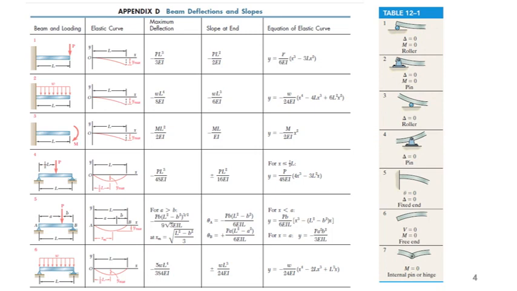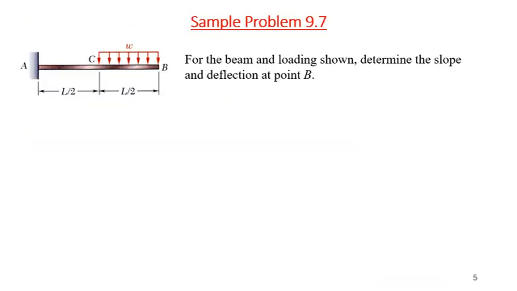Okay, now how to use this table? Let's see a sample problem. Sample problem 9.7: for the beam and loading shown, determine the slope and deflection at point B. So we are interested in the slope and deflection at point B using those tables.